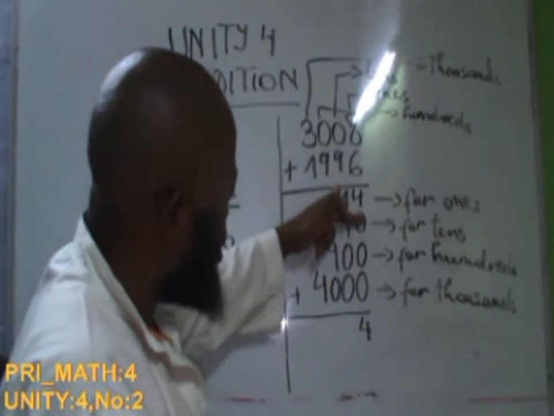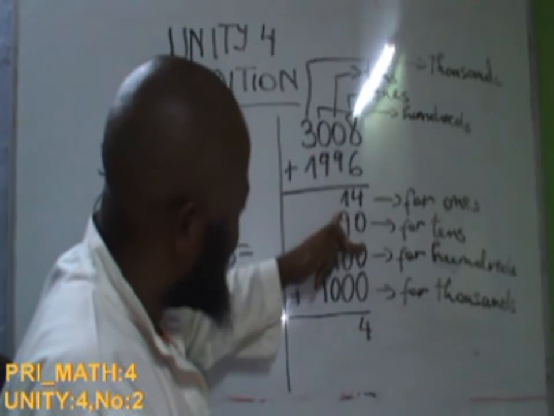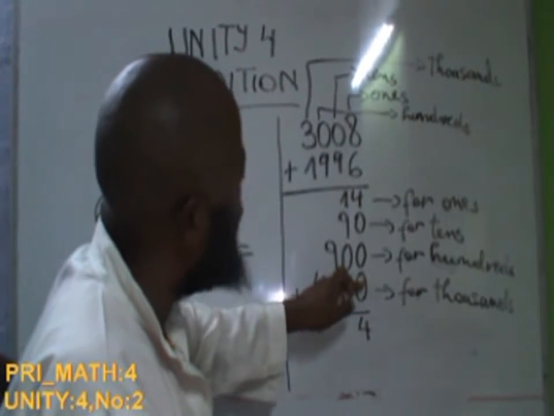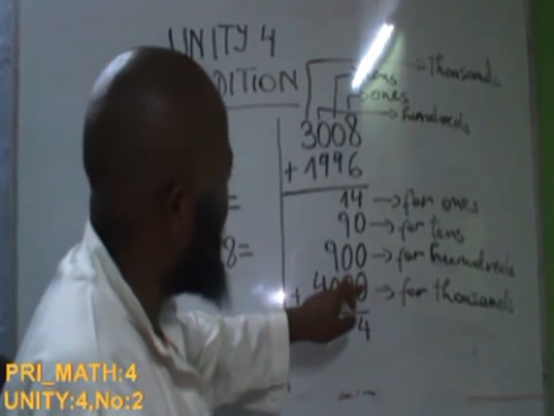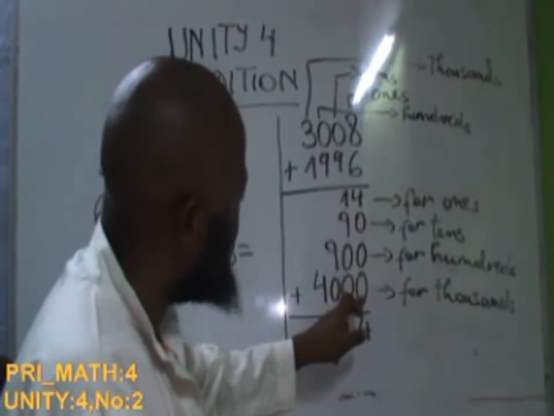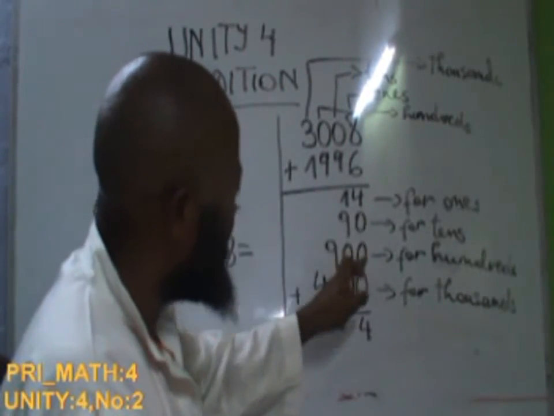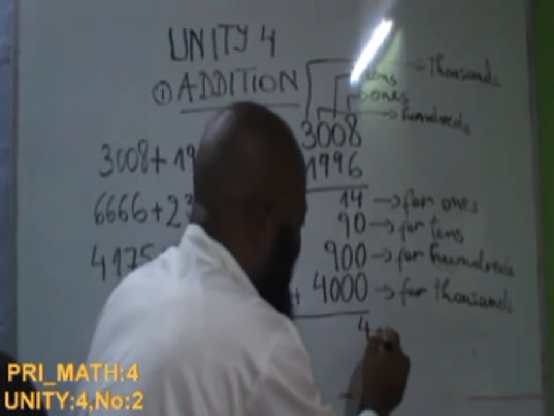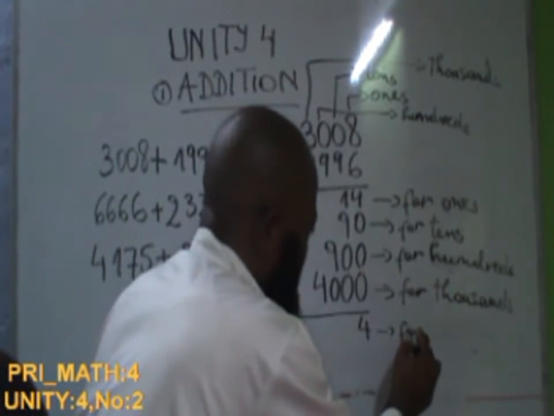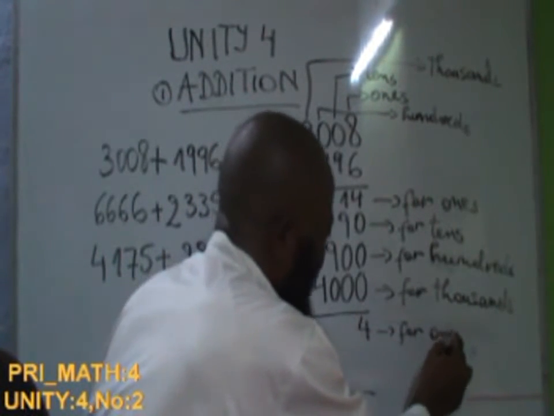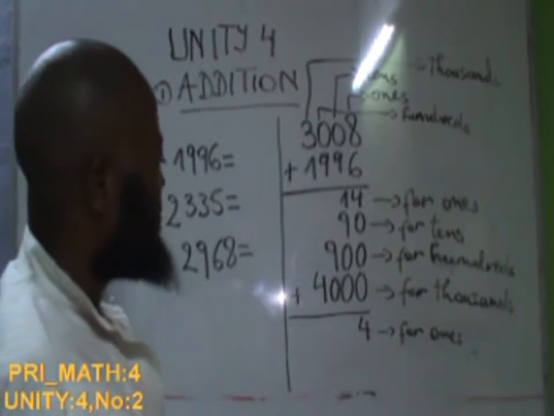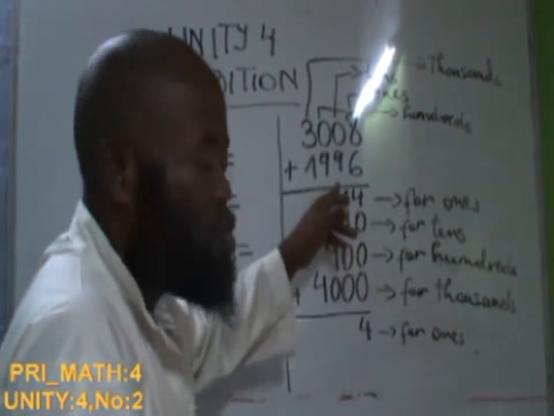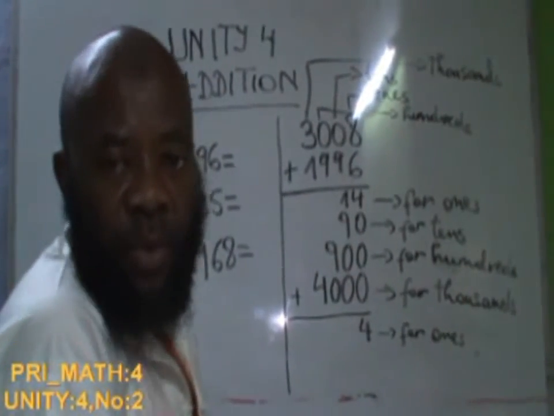4 plus 0 plus 0 plus 0 is equal to 4. And we know that we are in our first column, so this belongs to ones, because it is in the first column. And our second column belongs to the tens value.